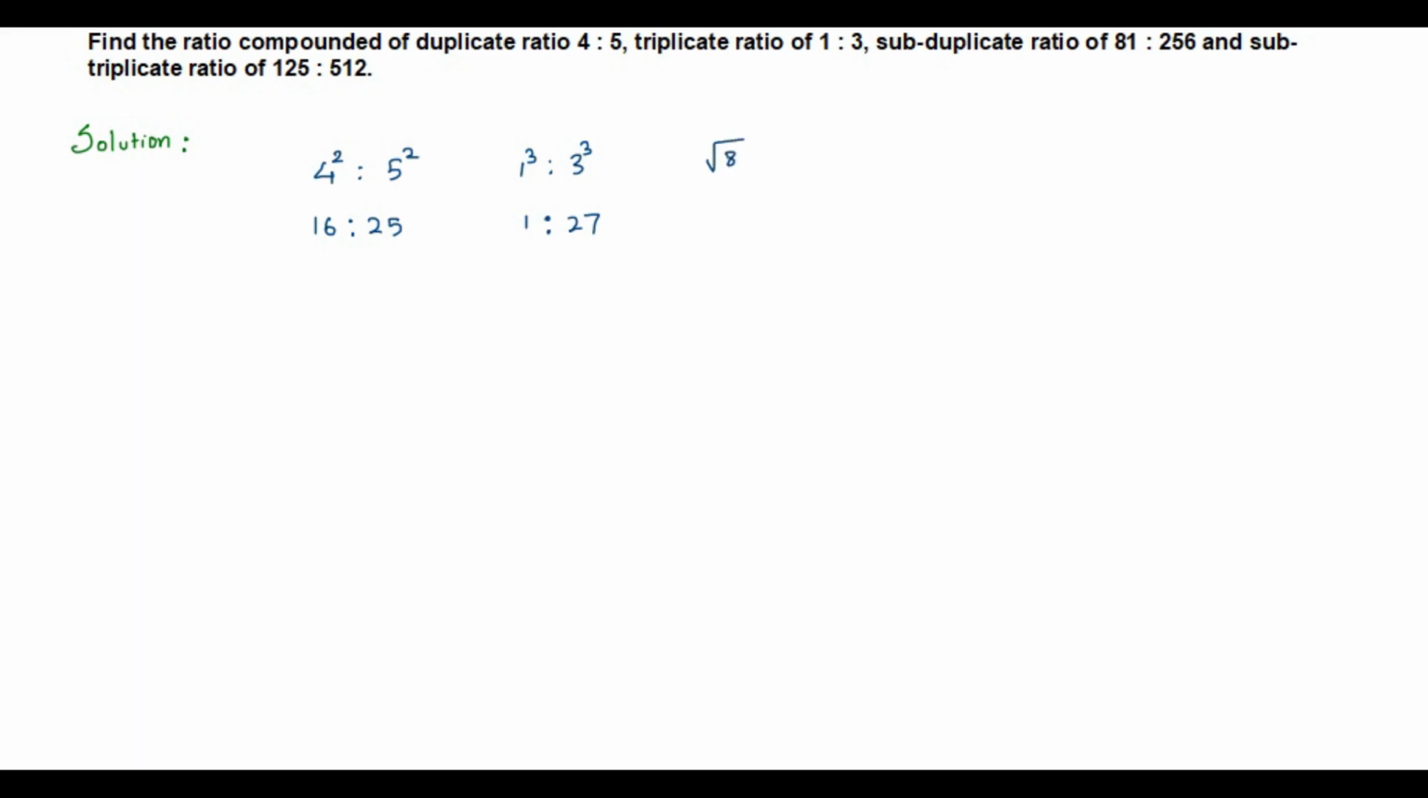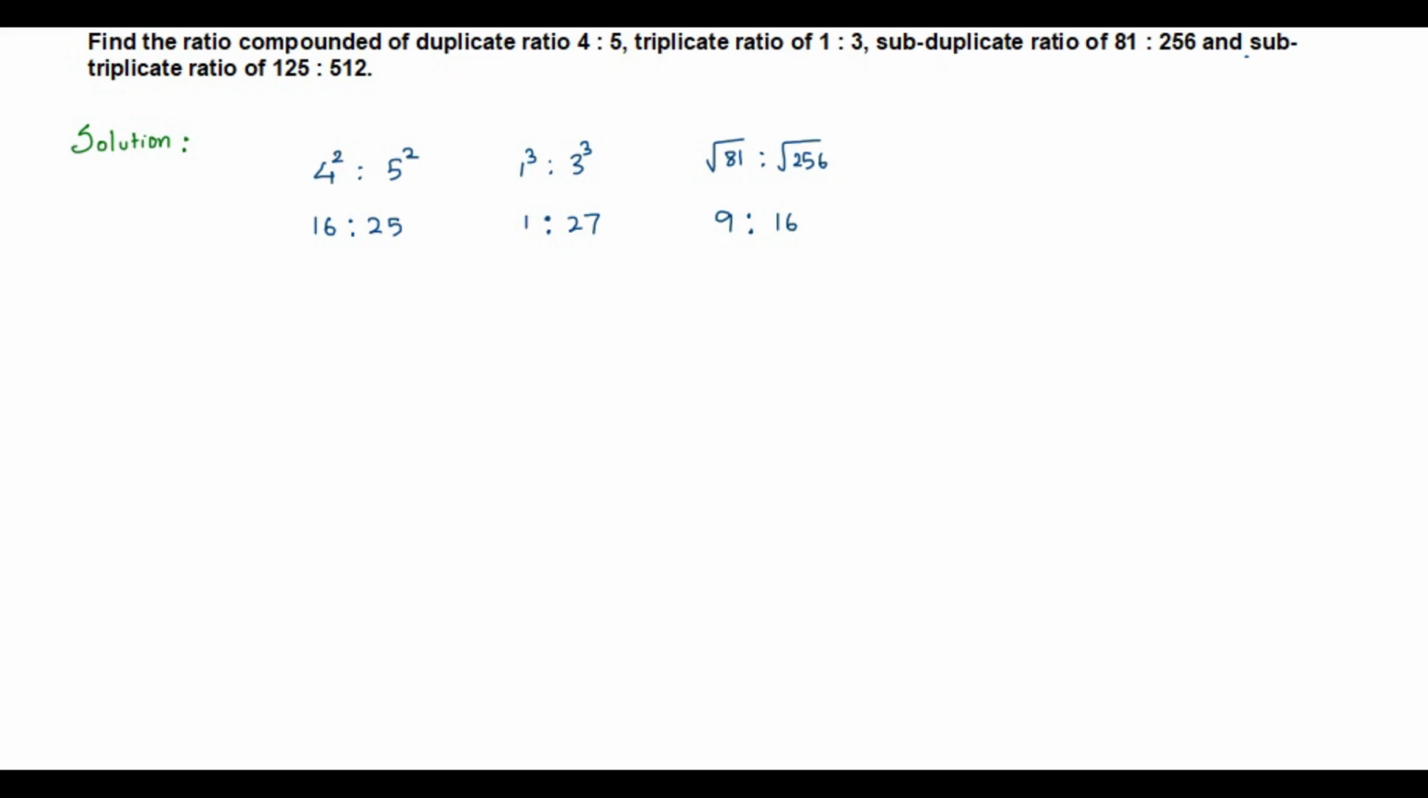Now let's find the sub-duplicate ratio of 81:256. So square root of 81 is to square root of 256. If you want to find the sub-duplicate ratio of the ratio given, you have to take the square root of each term of the ratio. So square root of 81 is 9 and square root of 256 is 16.